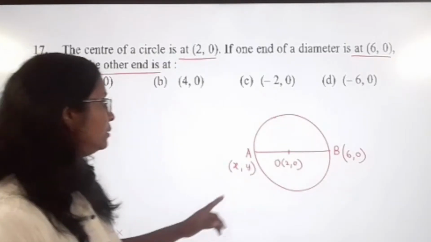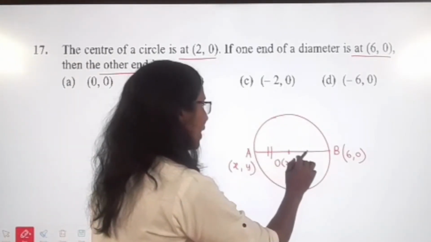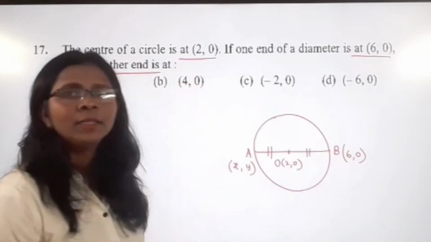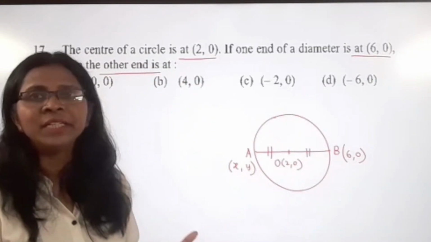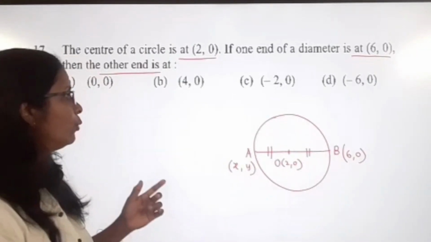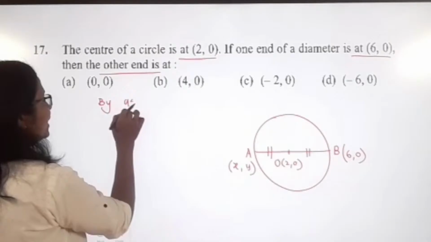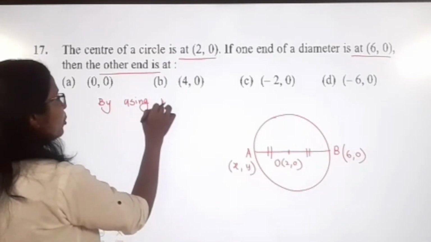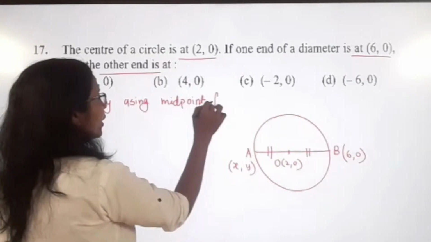If O is the center, that means the distances OA and OB are equal. That means O is the midpoint of the diameter AB. So here we use the midpoint formula. So here we write, by using the midpoint formula.